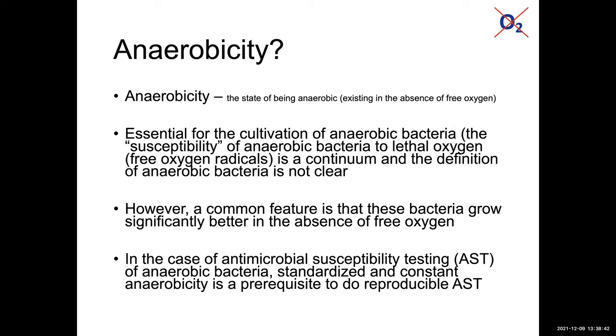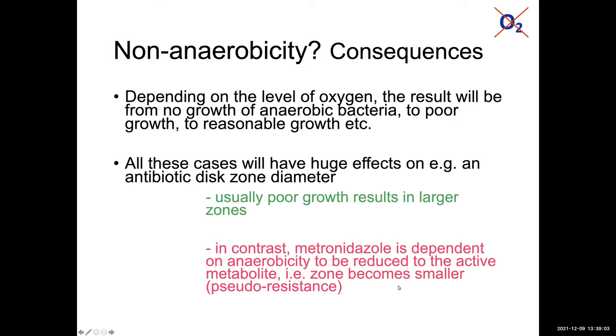And in the case of antimicrobial susceptibility testing, it is vital that we have standardized and constant anaerobicity to do reproducible AST. Next slide. So what are the consequences of non-anaerobicity? Well, depending on the level of oxygen, the result will go from absolutely no growth to poor growth or reasonable growth. And all these cases will have huge effects on, for example, an antibiotic zone disc diameter. Usually, poor growth will result in very large zones, and the risk will be of overcalling susceptibility.